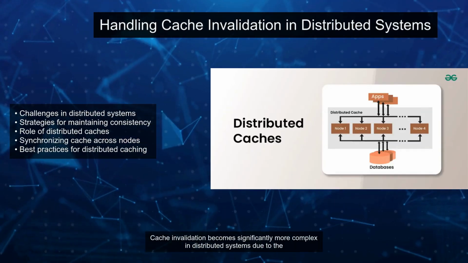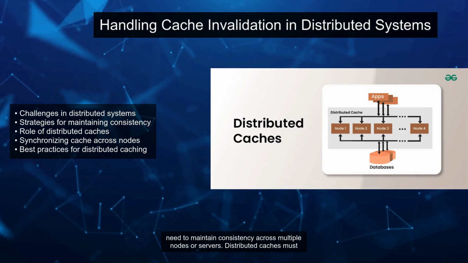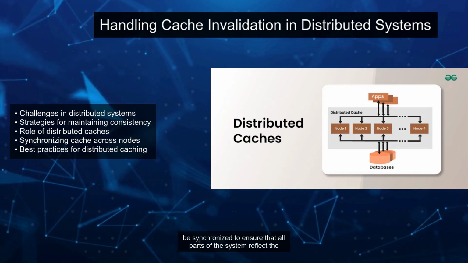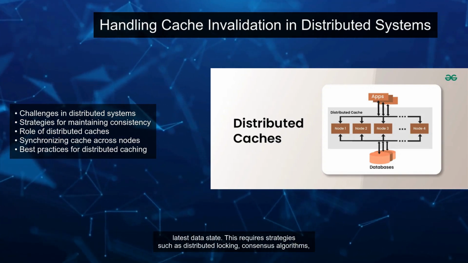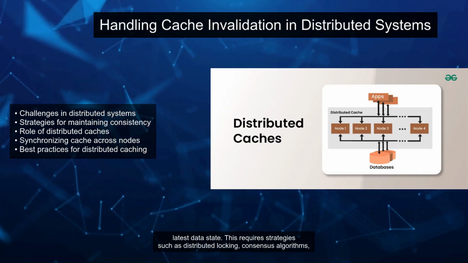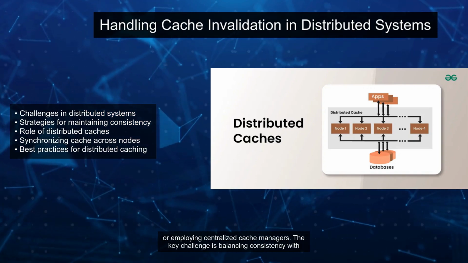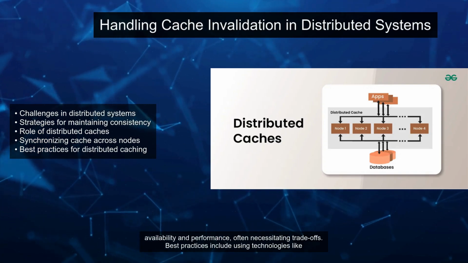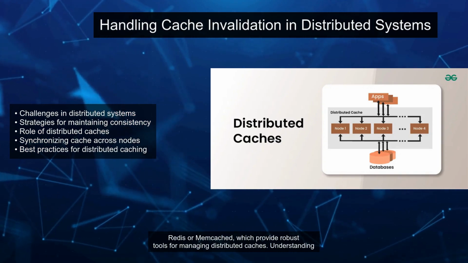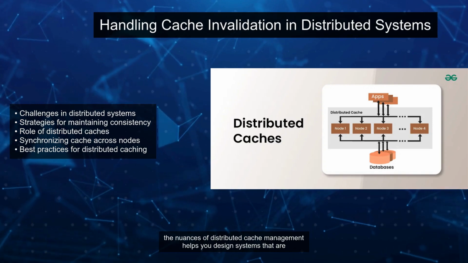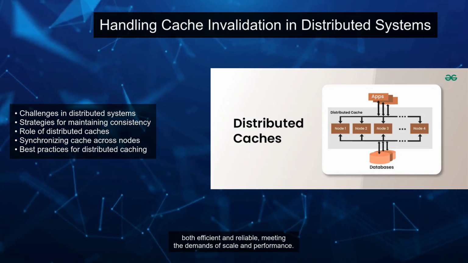Cache invalidation becomes significantly more complex in distributed systems due to the need to maintain consistency across multiple nodes or servers. Distributed caches must be synchronized to ensure that all parts of the system reflect the latest data state. This requires strategies such as distributed locking, consensus algorithms, or employing centralized cache managers. The key challenge is balancing consistency with availability and performance, often necessitating trade-offs. Best practices include using technologies like Redis or Memcached, which provide robust tools for managing distributed caches. Understanding the nuances of distributed cache management helps you design systems that are both efficient and reliable, meeting the demands of scale and performance.